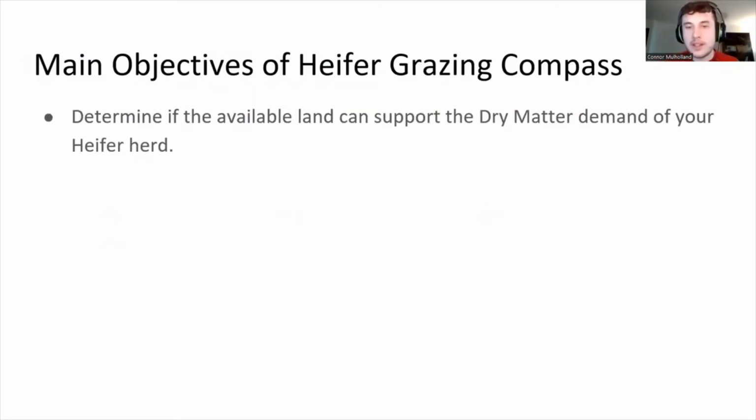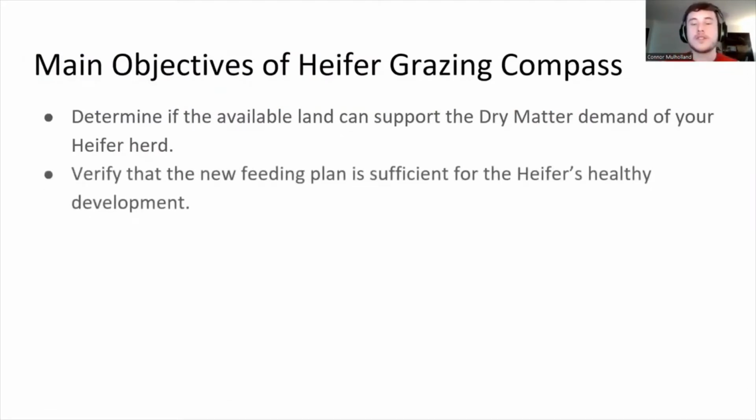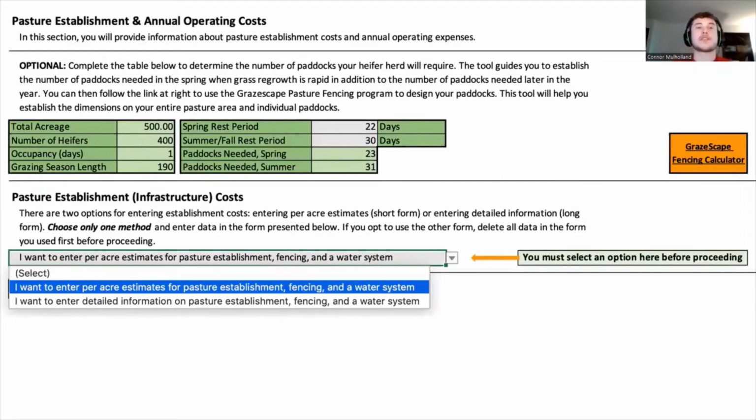So going forward, what have we done so far? We saw that a plot of land can support the heifer herd in a volume sense. And then we saw that if that land is average at best, that would still meet the healthy development for the heifer herd. So next, we've gotten the green lights to say, okay, this pasture plan actually makes some sense. Let's see what kind of figures come with that. So we're going to go to the pasture establishment and annual operating costs.